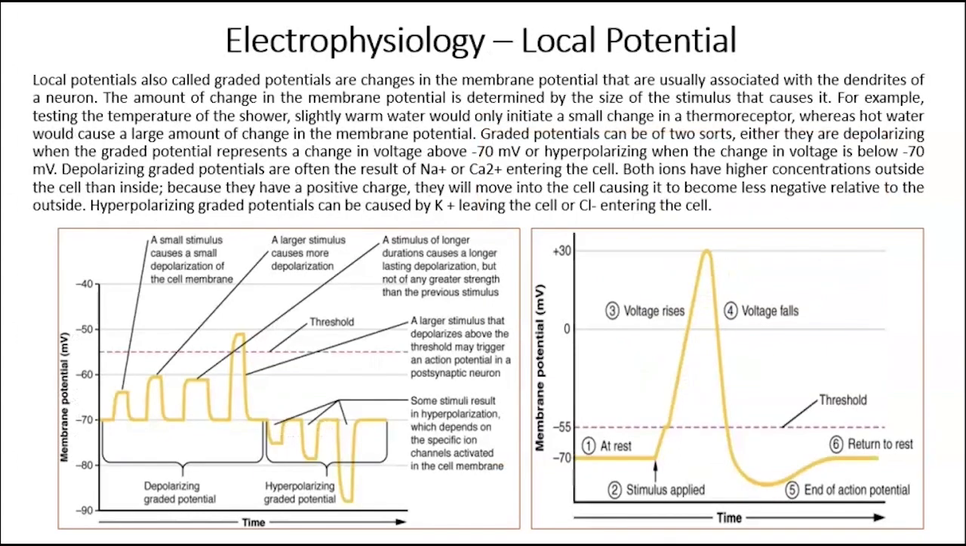Now we have local potentials. So local potentials, they start, but they don't reach the trigger zone. Therefore, those are weak stimuli. They can be excitatory or inhibitory.